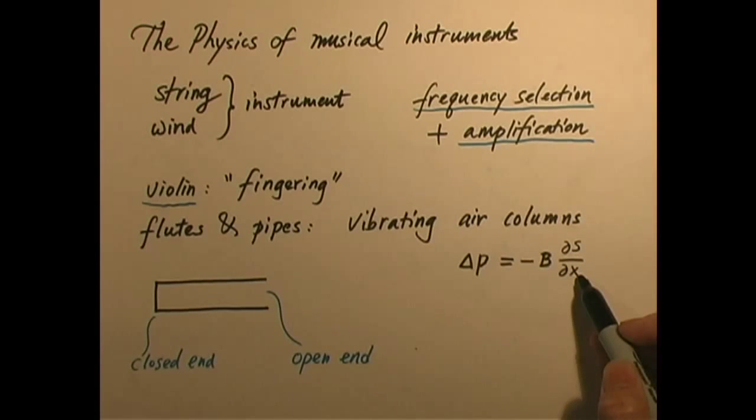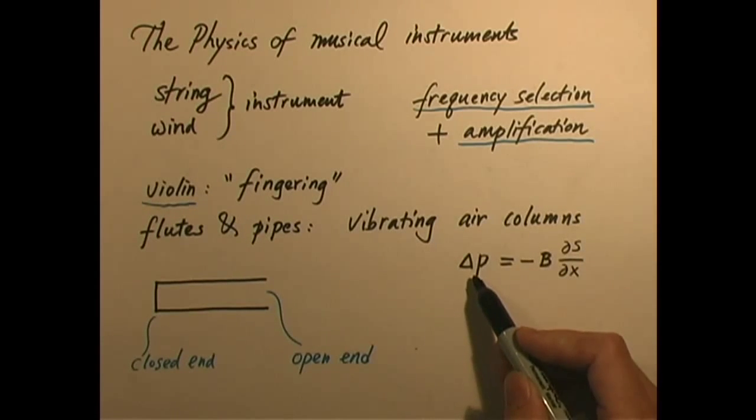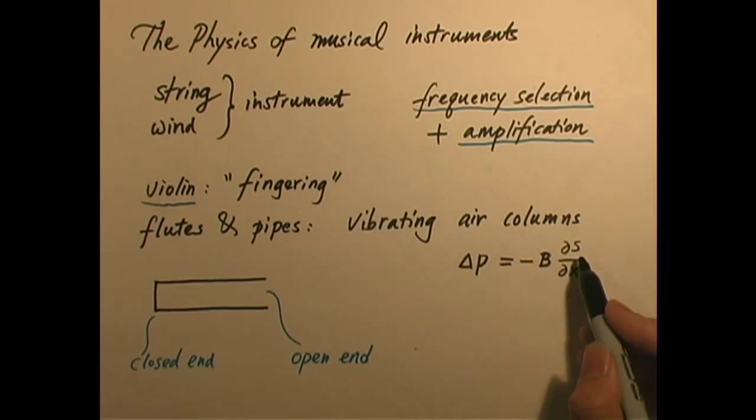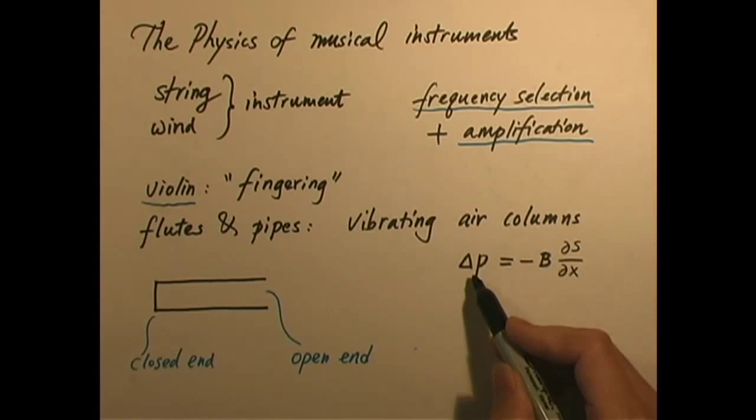Now that sort of makes sense. What that means is that if S is a sine function, delta P is a cosine function. They differ from each other by a phase of 90 degrees. So when one of them is 0, the other is actually maximum.